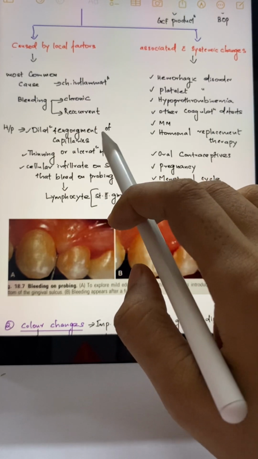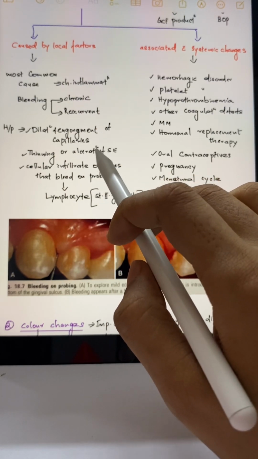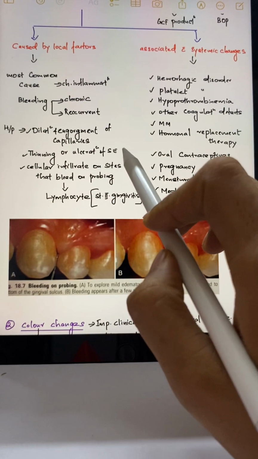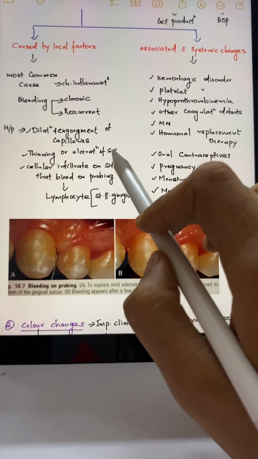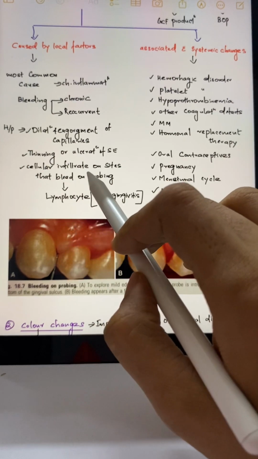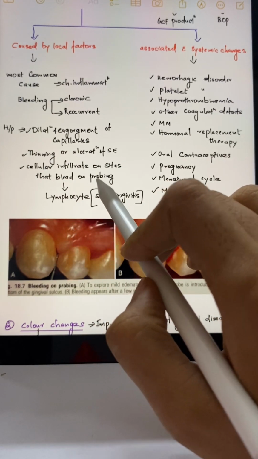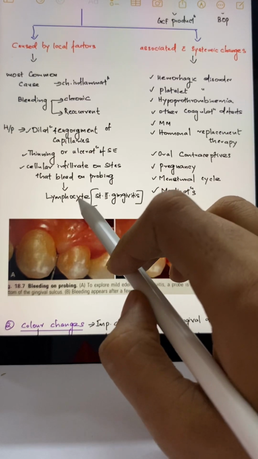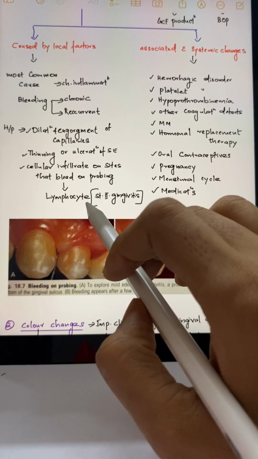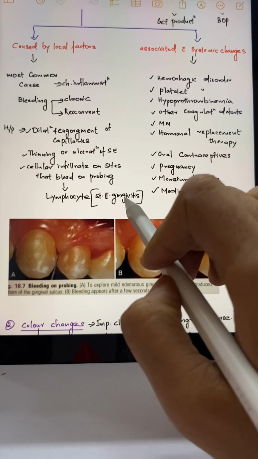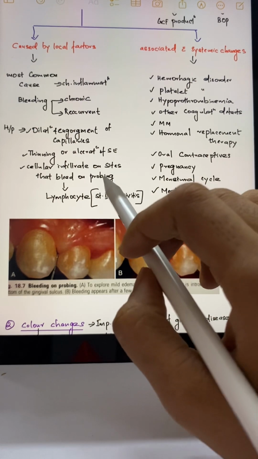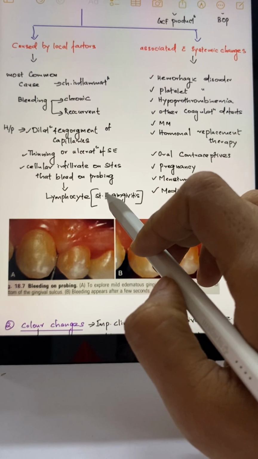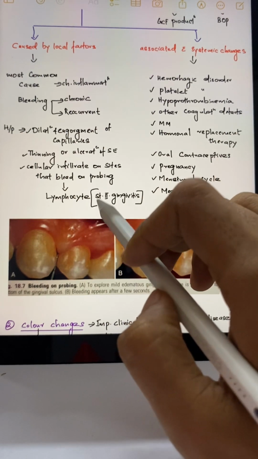We can see the dilation and engorgement of the capillaries and thinning or ulceration of the circular epithelium, so that there won't be any protection. Then cellular infiltrate, especially on the site of bleeding, we can see the lymphocyte as the most common cellular infiltrate, especially in stage 2 gingivitis. Whereas in the initial stage, like stage 1 gingivitis, we can see more neutrophil production.